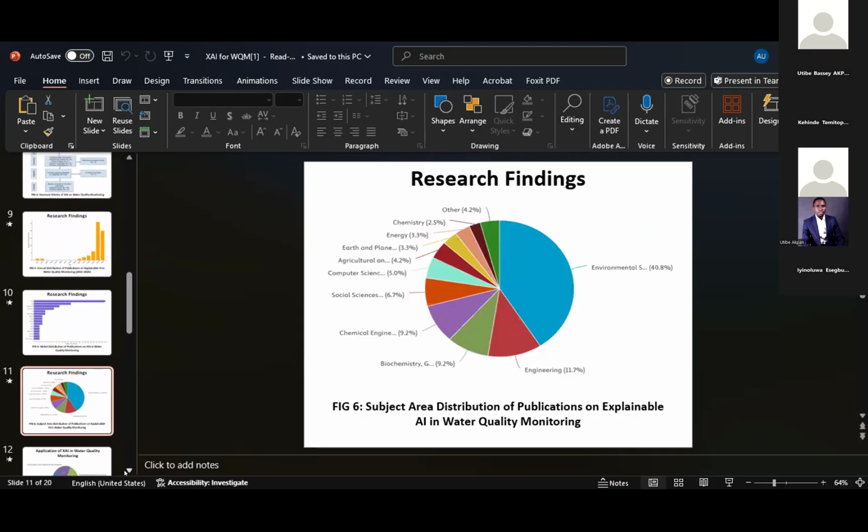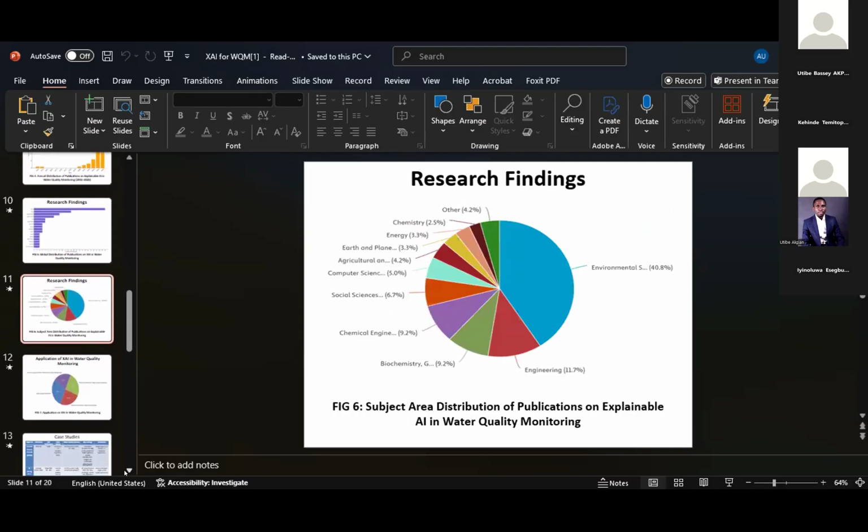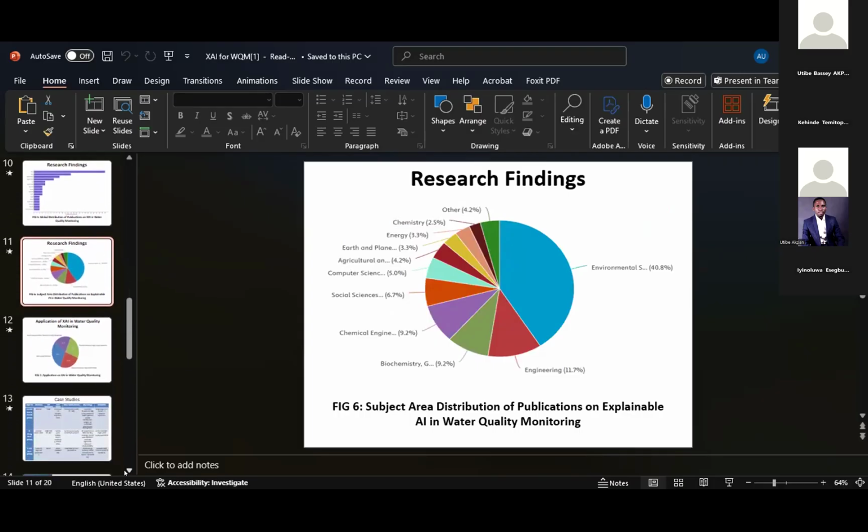Next slide, please. Yeah, so in terms of the areas where we apply this, environmental science leads the portion. As you can see, we have other engineering, the health sector, agriculture and stuff like that. They are also applying explainable AI in their domains to explain the machine learning predictions. Next slide, please.